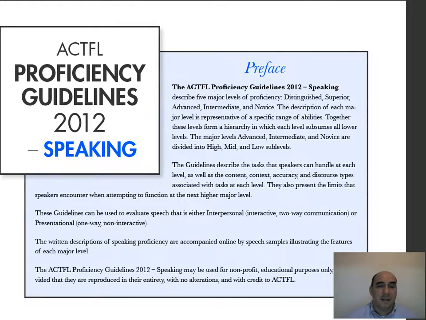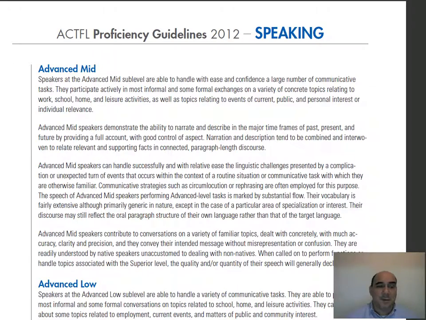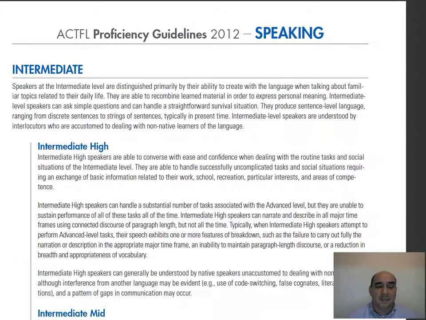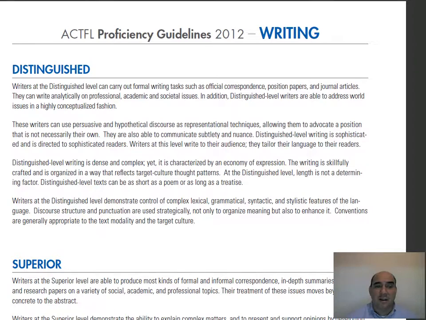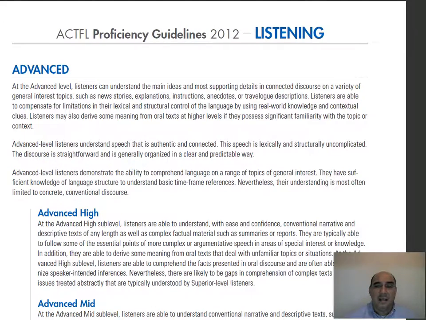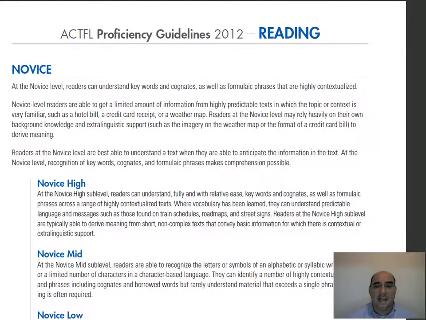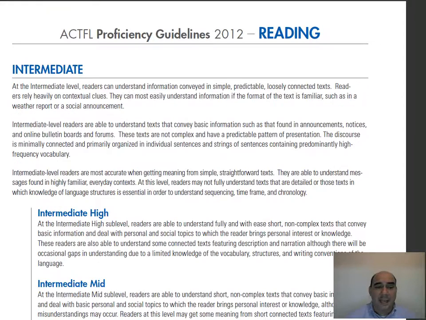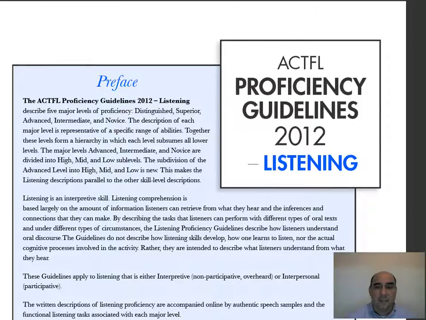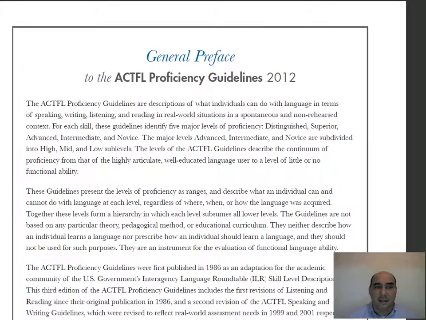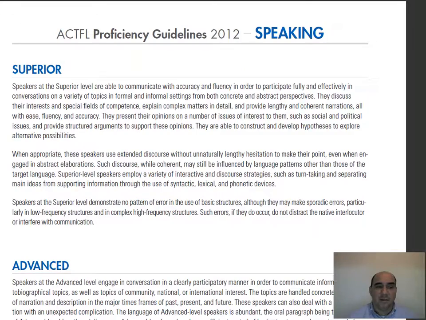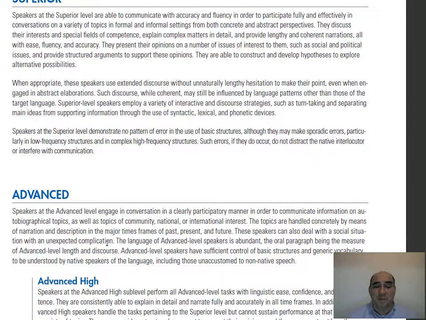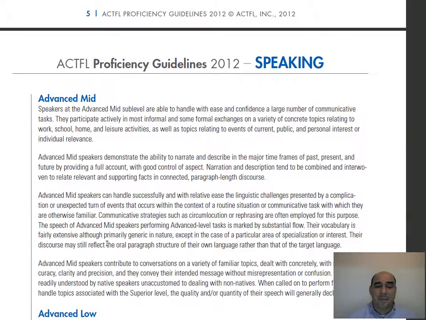There we go. So they have superior and advanced, advanced mid, low, intermediate, and these are speaking guidelines that we're looking at here. They also have writing guidelines, listening guidelines, reading guidelines. Okay, so they do all 4 skills. And again, if you'll notice, let's just go back to speaking. They have specific things that these learners should be able to do.